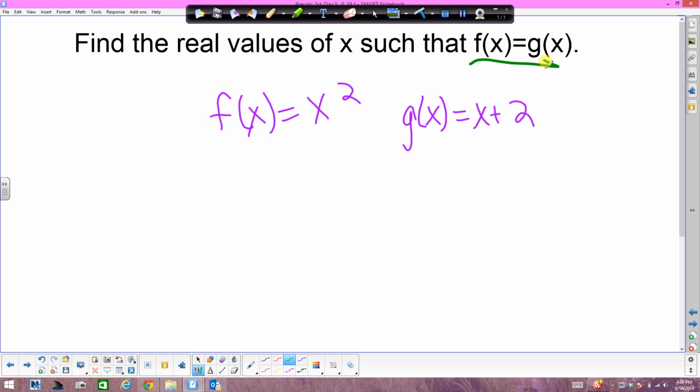So if we want f of x equal g of x, we take what f of x is equal to, substitute it in for f of x, and substitute what g of x is equal to. So we'll have x squared equals x plus 2. And so we need to move everything to one side. So we're going to subtract x and subtract 2.